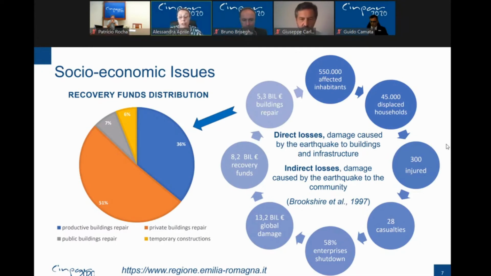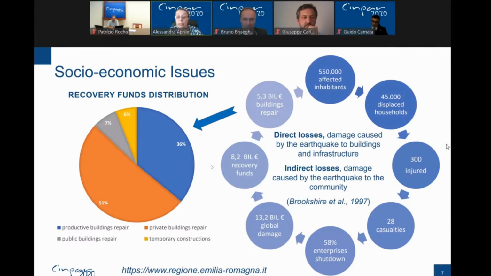This damage includes direct losses that are caused by the earthquake to buildings and infrastructure, but also indirect losses that include the damage caused to the community, in the shape of social or economic damage.